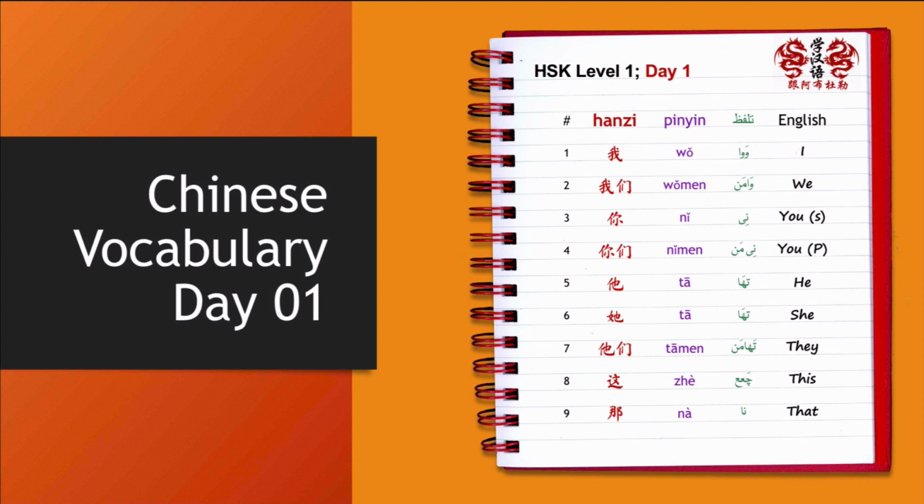Let me repeat today's words. 我, 我们, 你, 你们, 他, 她, 他们, 这, 那. 第一天的生词: 我, 我们, 你, 你们, 他, 她, 他们, 这, 那.